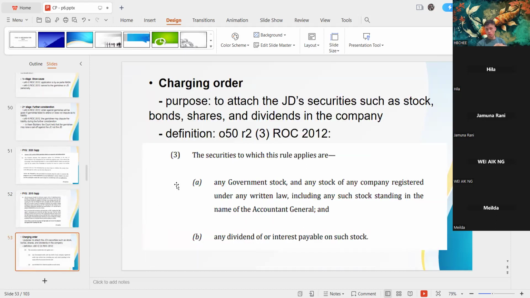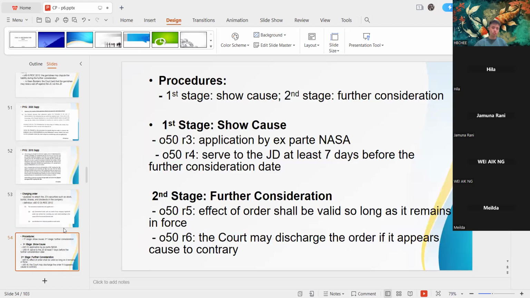Now when it comes to a charging order, it allows a judgment creditor to attach the securities of the judgment debtor, like the stock, bonds, shares, and dividends in the company. It is given under Order 50 Rule 2 sub 3 of the Rules of Court. Similarly, it also involves two stages. First is show cause. Second is the further consideration. The show cause stage is given under Order 50 Rule 3.